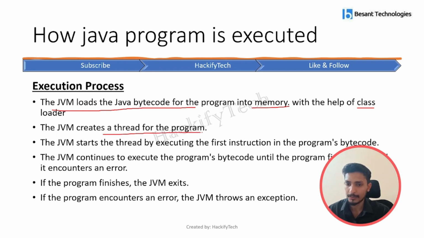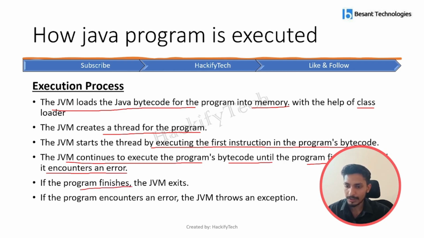Each and every program will have one thread, which is what you call the main thread. The JVM starts the thread by executing the first instruction of our program from the bytecode. So your bytecode is executed, not your source code. The JVM continues the execution of the bytecode until the program finishes or until it encounters an exception. So your execution keeps on continuing until the program finishes or any exception or error comes in between.